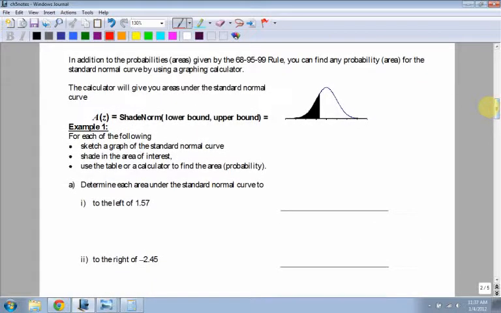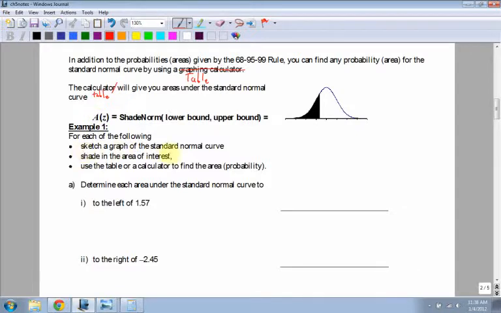All right, so the next part. In addition to the probabilities and areas for the 68, 95, 99 rule, you can also find the area using a graphing calculator. For this exercise, I'm going to use the tables because I'm not sure everybody has a graphing calculator, so I'll just use the tables. So, cross that out. I'm going to say using a table. The table or calculator, doesn't matter, will give you the area always to the left, okay? You can use a graphing calculator for this, but I'm just going to show you how to use the tables, because it's just as easy.